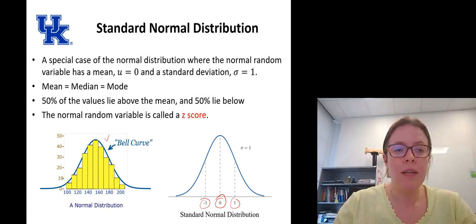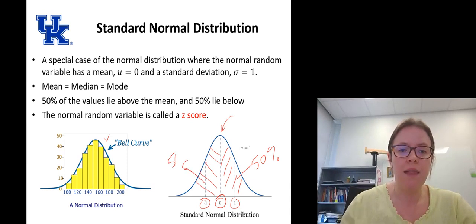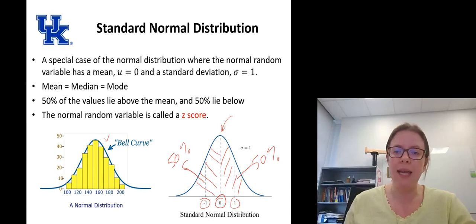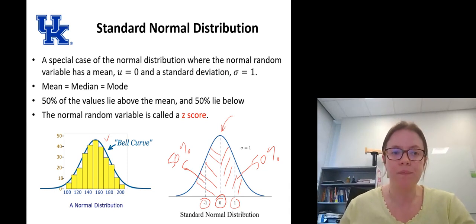In this case, the mean is equal to the median, which is equal to the mode. Exactly 50% of the values lie above the mean. So everything over here is 50%, and everything on this side is also 50%. The normal random variable is called a z-score. We're going to talk more about the z-score in just a moment.